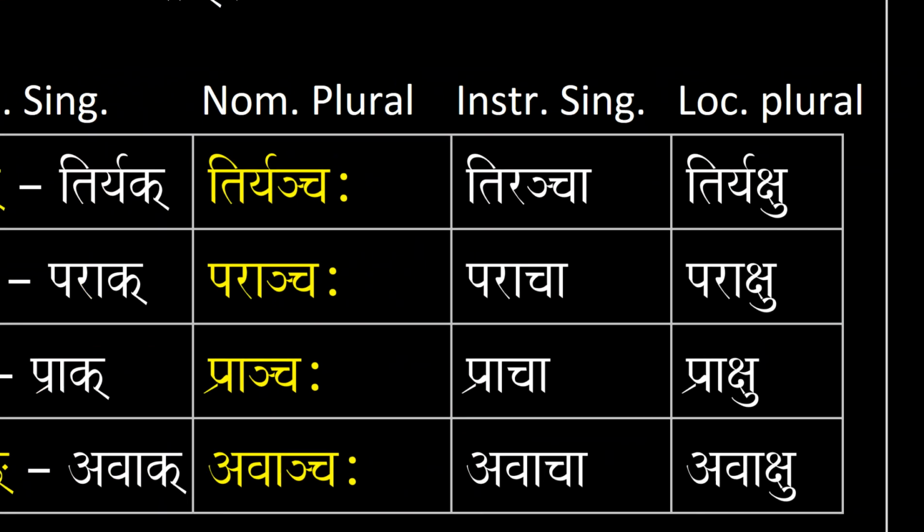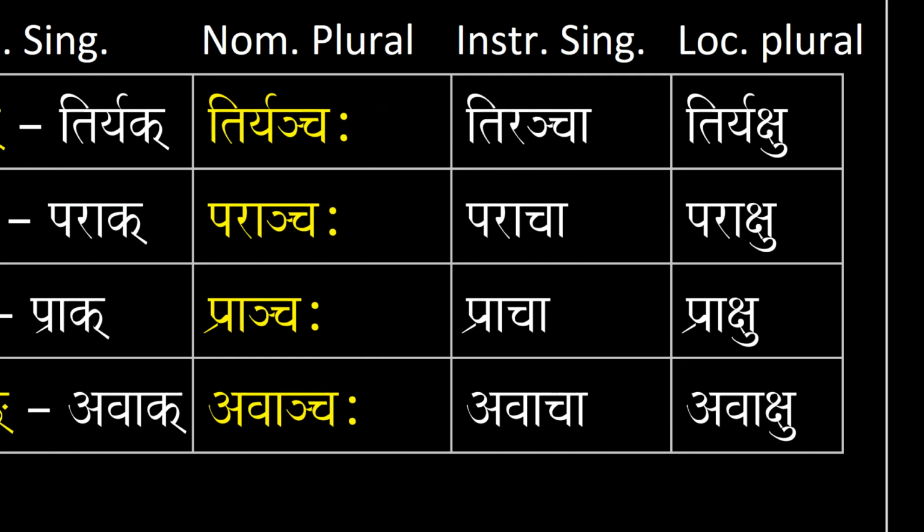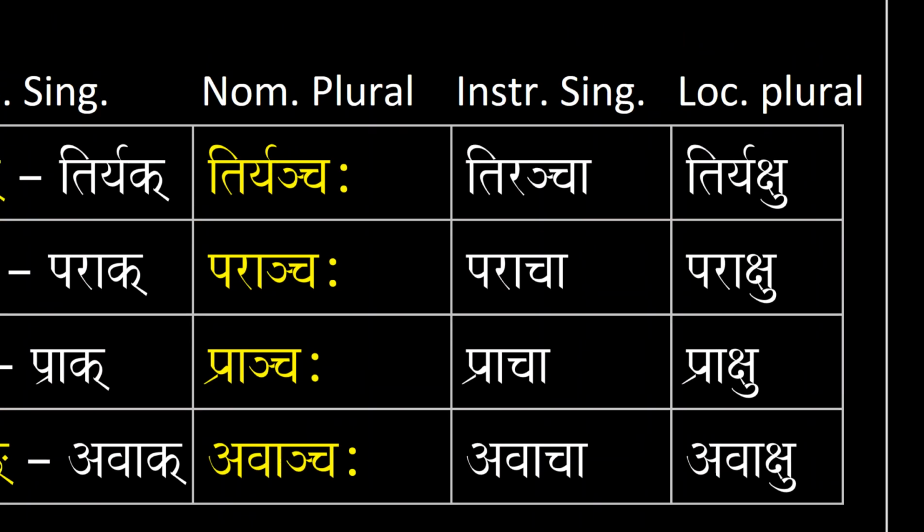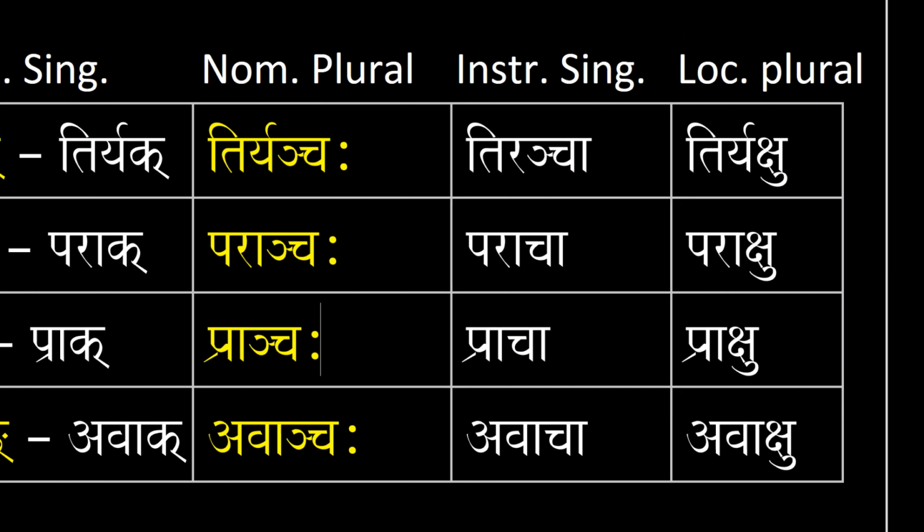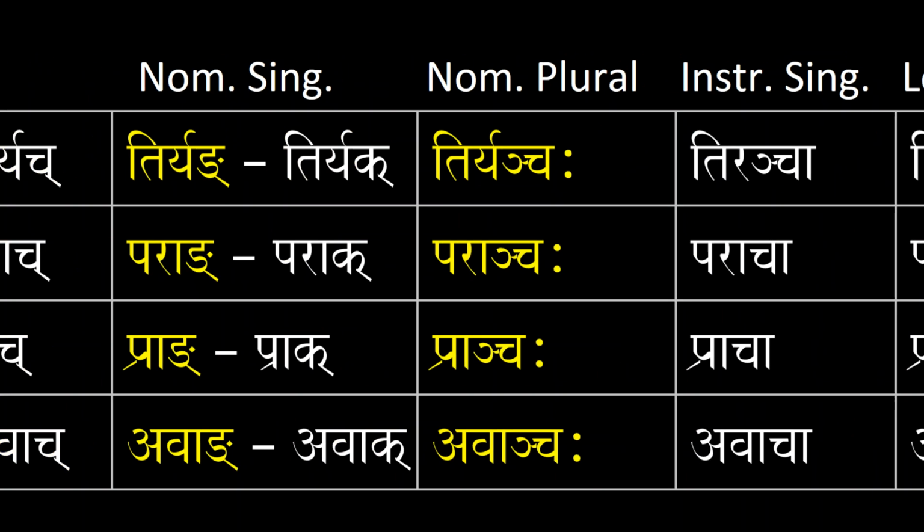Then for instrumental singular and locative plural, we are taking the weak stems all the way because there's no middle stem. So for instrumental singular, starting from top to bottom, we have tirancha, paracha, pracha, and avacha. And then locative plural, we have tiryakshu, parakshu, prakshu, and avakshu.